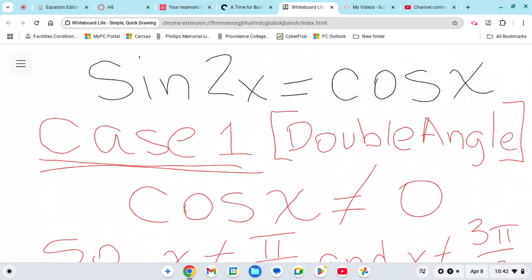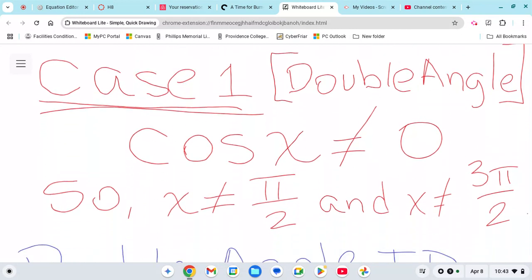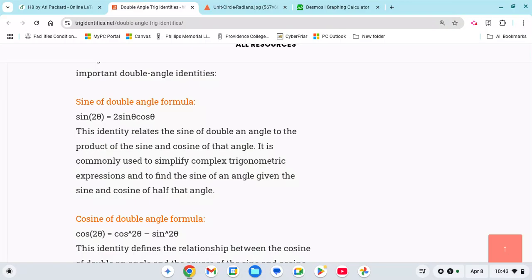Also be advised that in this case, the first case where I'm using the double angle identity, I have to tell you that the cosine of x cannot be 0. Hopefully you have a preview in your mind of what's going on here. The cosine of x cannot be 0. Let's look quickly at the unit circle.